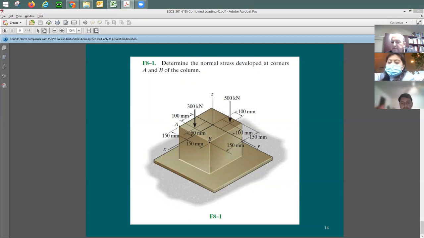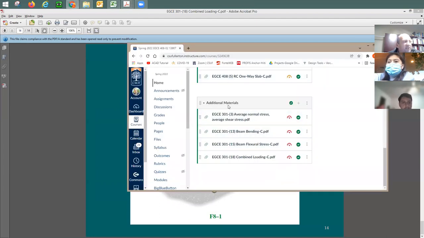Yes, professor. You have it? What was the name of them? Let me show it to you again. You're gonna see additional materials. Can you see that? Additional materials? Yes, we do.